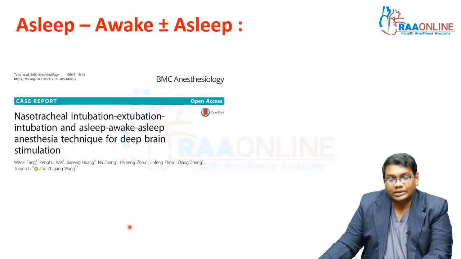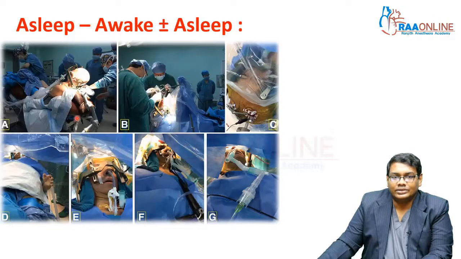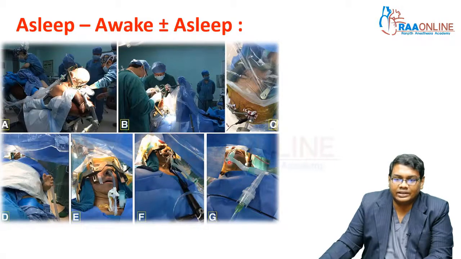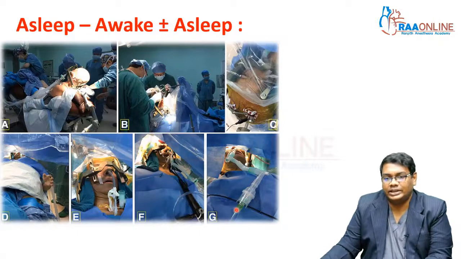In this report they have published nasotracheal intubation, extubation and re-intubation with the AAA technique. Initially they did the intubation, and the surgery was going on in the initial steps. After that, they removed the endotracheal tube and kept it in the nasal cavity, functional assessment was done, and after that the FOB was reintroduced, and once again they introduced the endotracheal tube after assessment. This is the AAA technique.